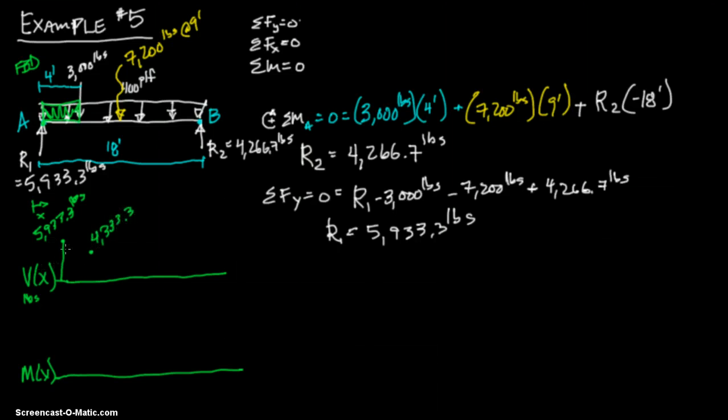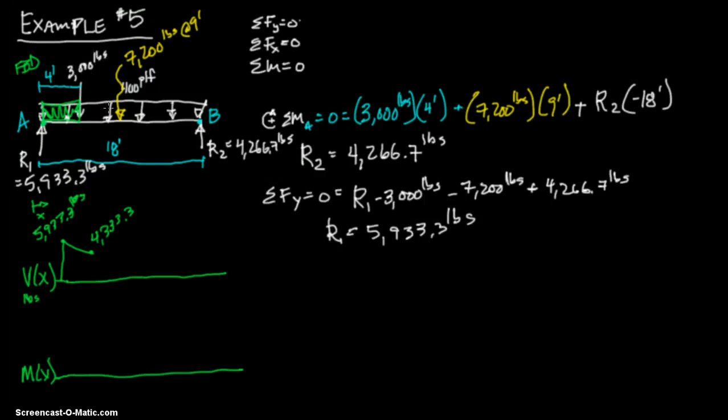4,333.3. Remember, this slope should be negative 400x. That slope is going to be 5,933 minus 400x. And hopefully that makes sense. I hope it does. If not, I'll do some more videos on the theory behind moment diagrams and such later. But for right now, that will have to do.